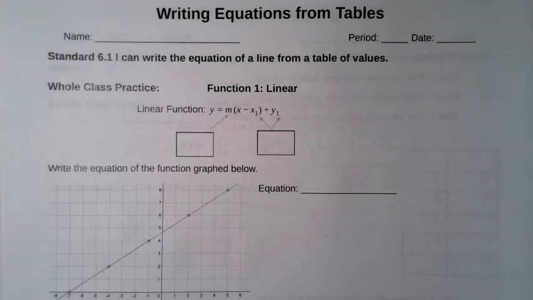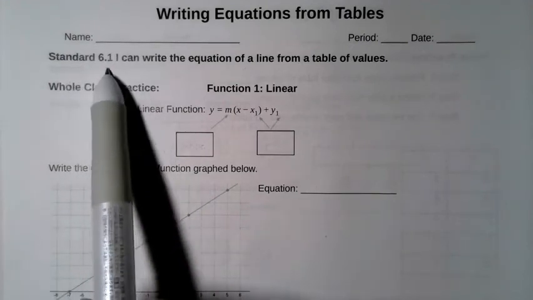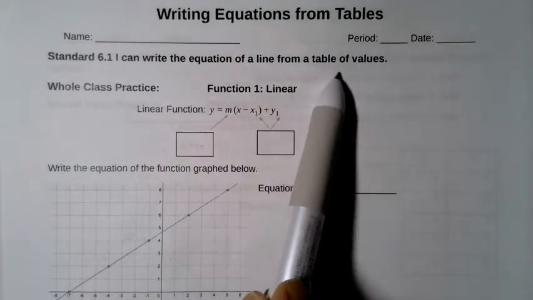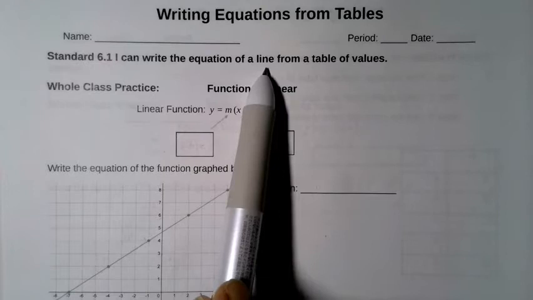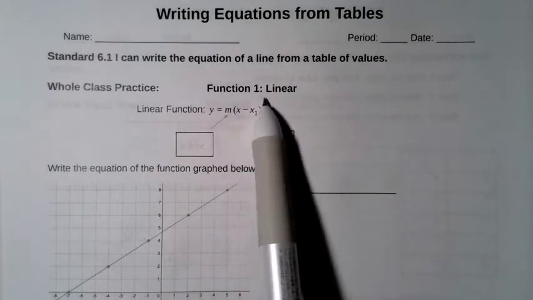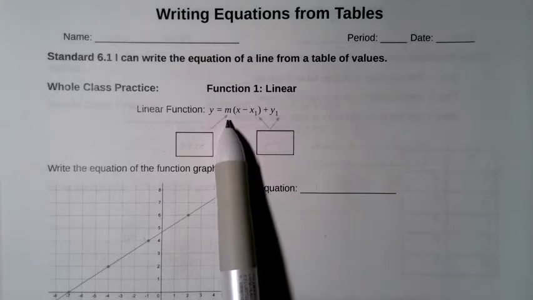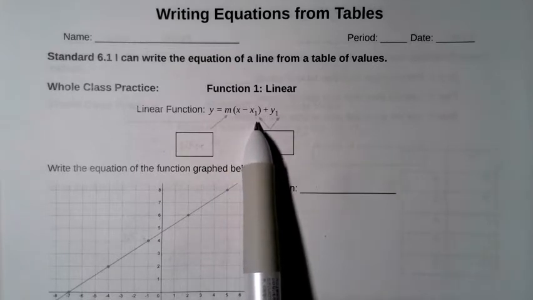Standard 6 is writing equations from tables, and Standard 6.1 is specifically I can write an equation of a line from a table of values. So we're talking about lines today. And we're looking at linear functions, and we're going to use point-slope form today. Point-slope form may be less familiar to some of you, so we'll be reviewing that.